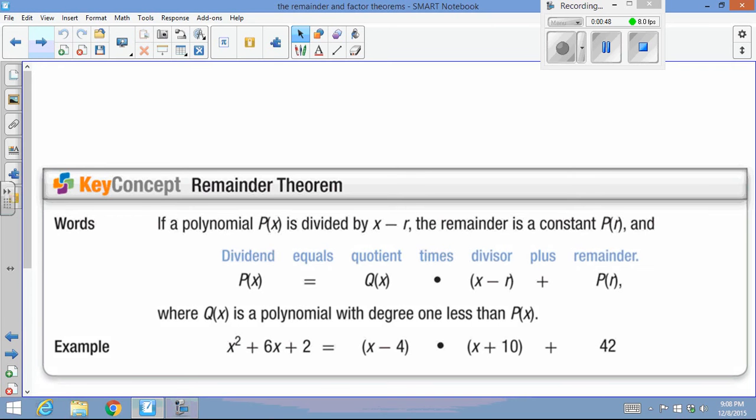So just like in my example here, I have x squared plus 6x plus 2. If I put 4 in the box and do long division, I would end up with x plus 10 as my answer, and then 42 is my remainder. In the past, we would have put 42 over x minus 4, but we're not doing that right now. We're just saying that our remainder is 42, just some number.